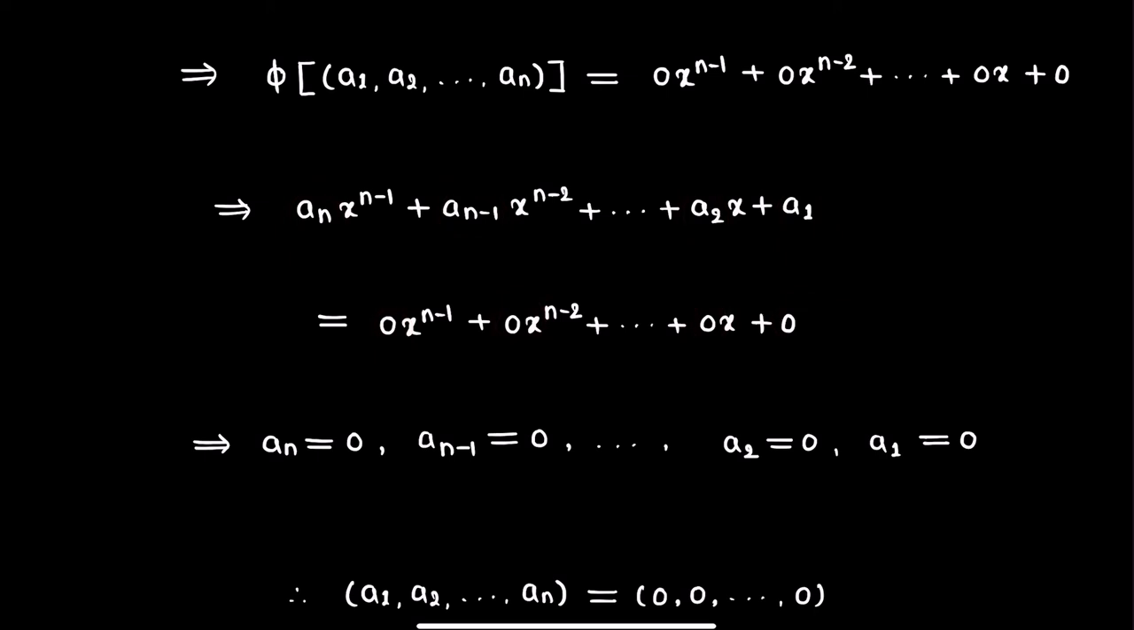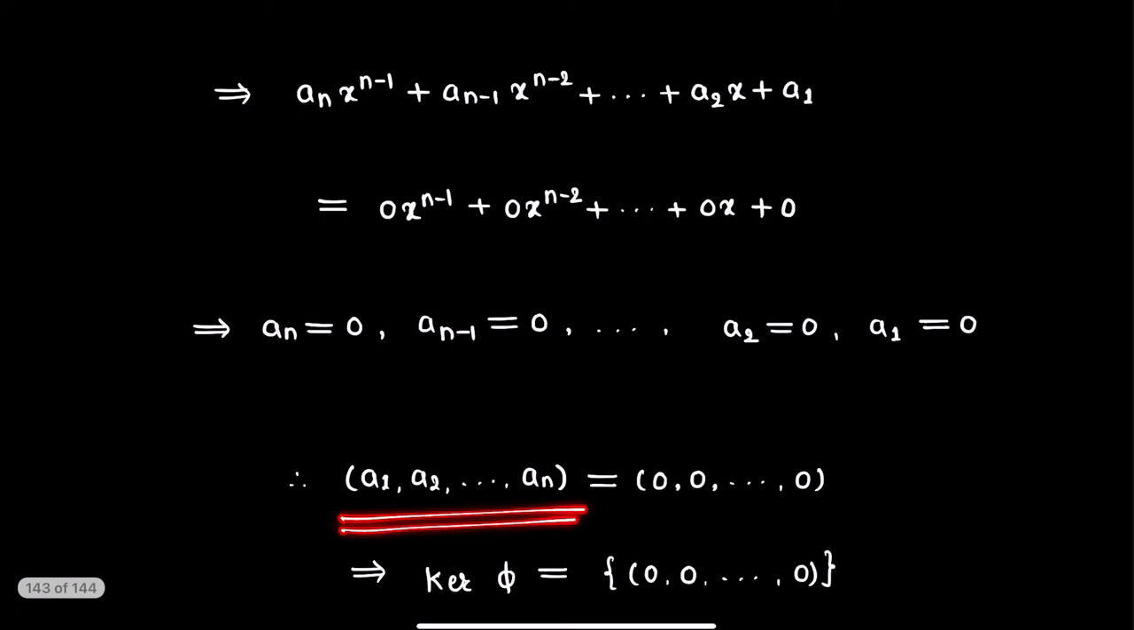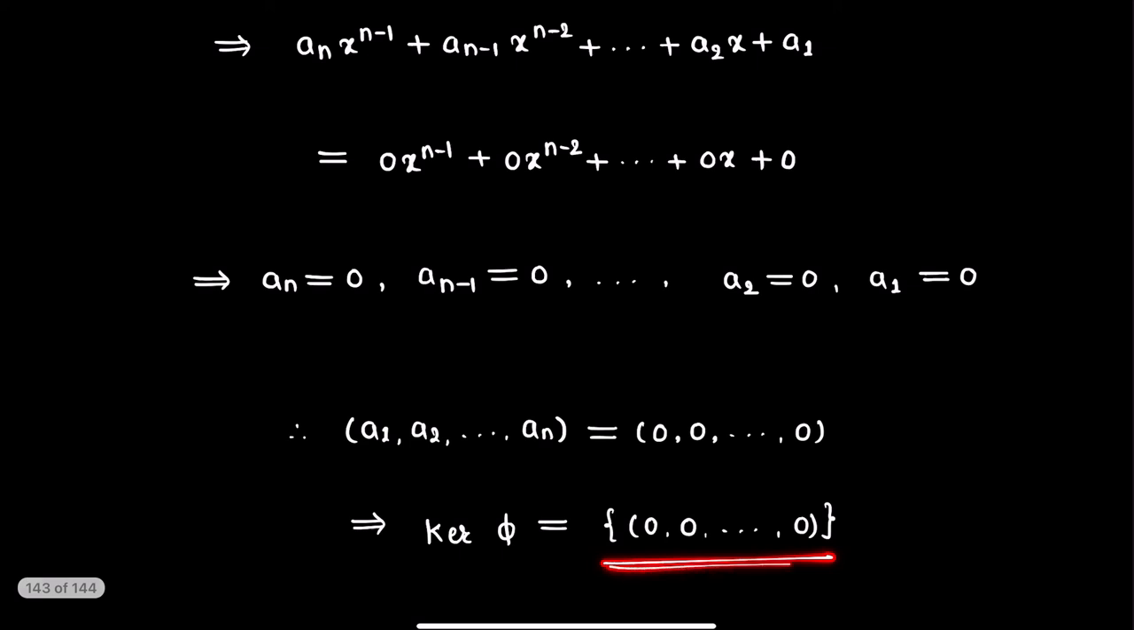So we get, after comparing coefficients, an is equal to 0, an minus 1 is equal to 0 up to so on, a2 is 0 and a1 is 0. So this ordered n tuple will be equal to the ordered n tuple (0, 0, up to 0). Now this is any arbitrary element in kernel phi, so we get kernel phi is this. Kernel phi is the set consisting of just this ordered n tuple, or we can say the 0 vector in vector space V.